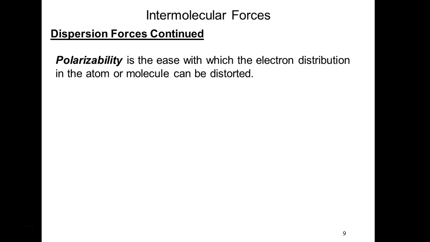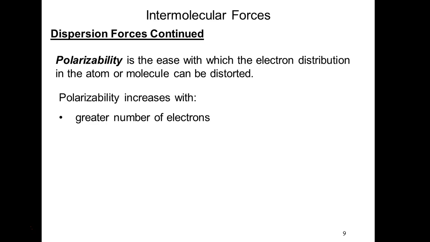Now, that ability to have a temporarily induced dipole, or to have electron density increase or decrease in certain regions, is called polarizing something. Polarizability is the ease with which that electron distribution can be distorted. It can become uneven. It can form a dipole.